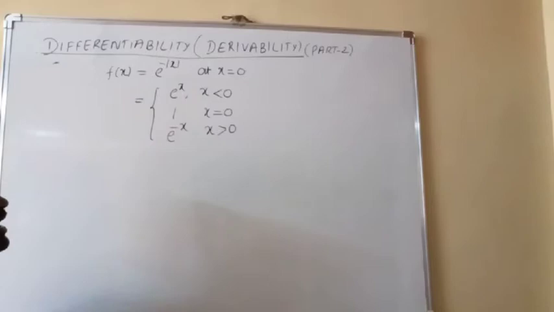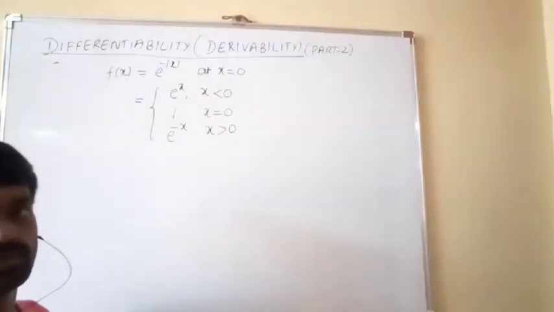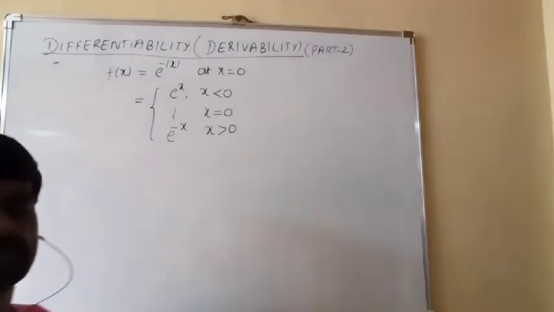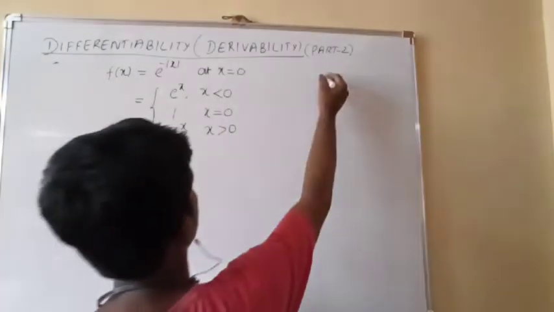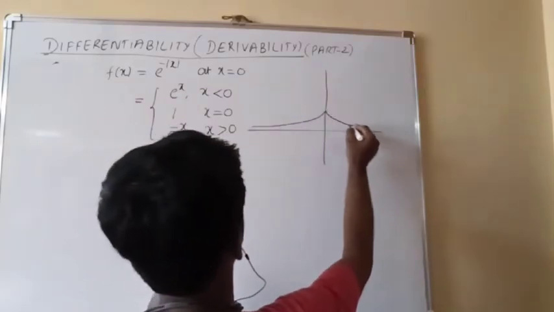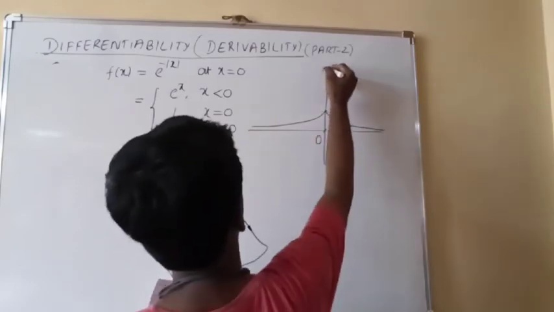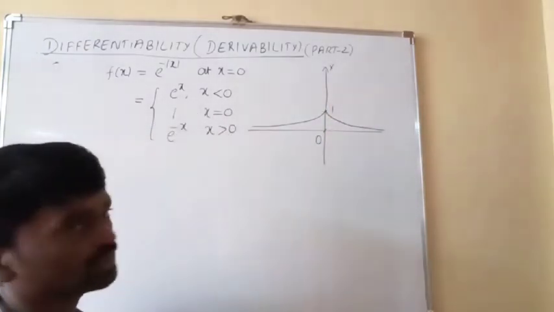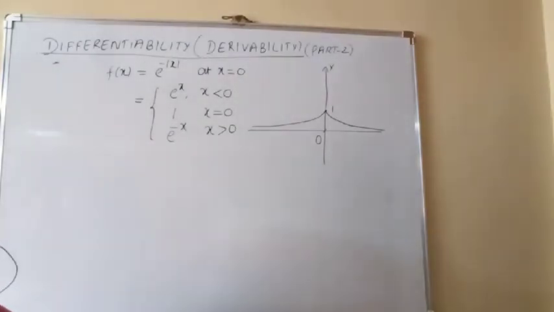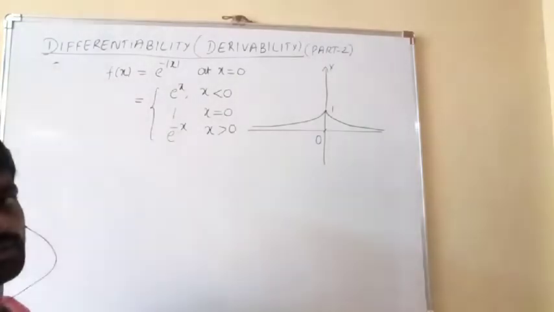So here also, without calculating the limit of the function, just by drawing the e power minus mod x graph, you will get that it is not differentiable at 0, for the same reason, a sharp edge. So this is the e power minus mod x graph. It is an even function, symmetric about the y-axis. So there is a sharp edge, so it is not differentiable.